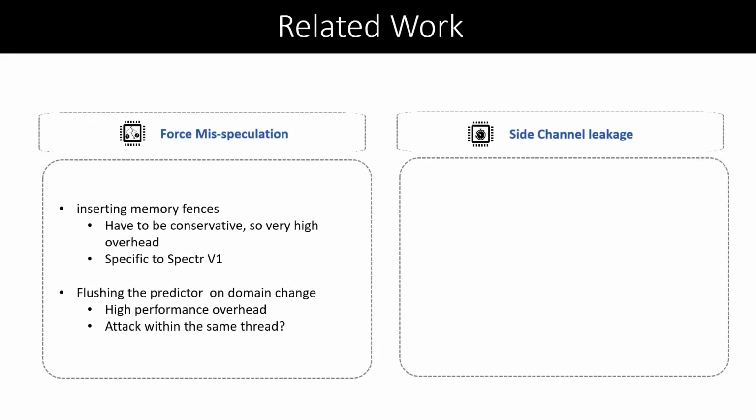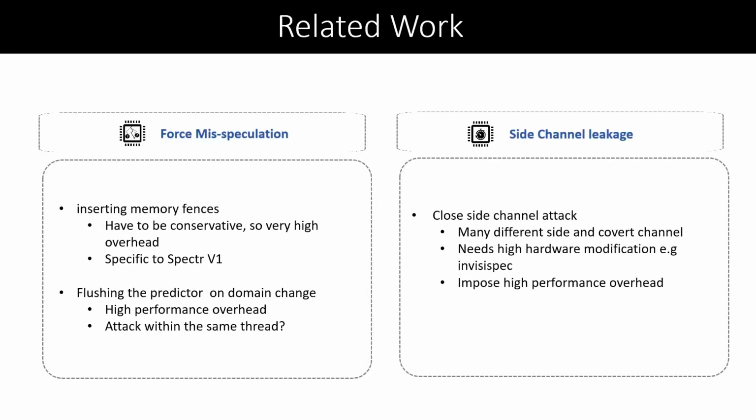The other class of solutions try to prevent the predictor poisoning by flushing the predictor on domain changes. This solution also keeps the attack vector within the same thread open, and experiments show that they too impose a high performance overhead.